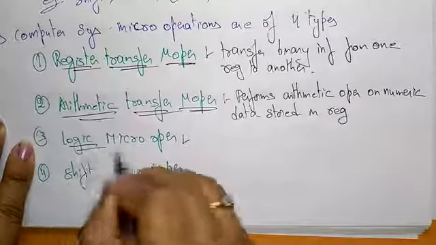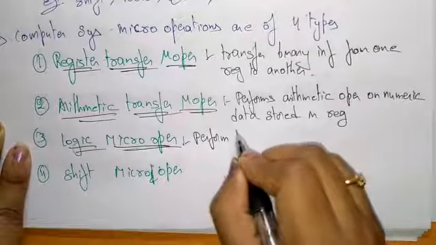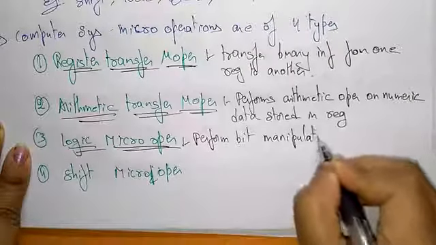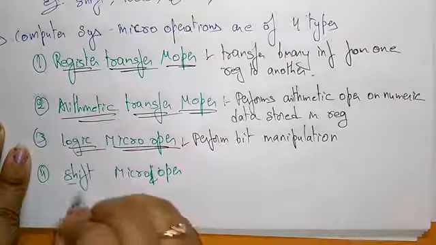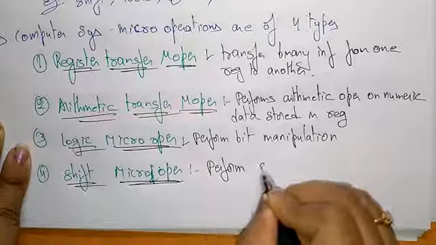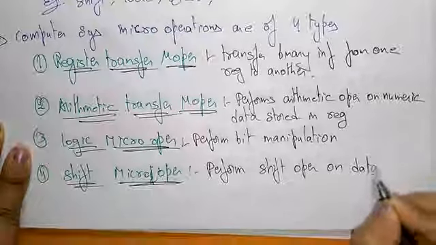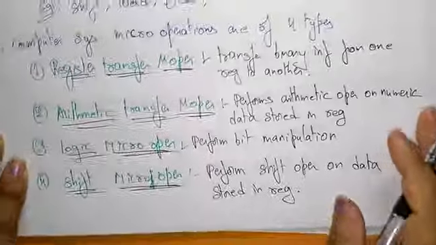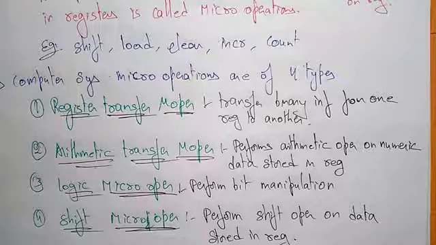What is a logic micro operation? A logic micro operation performs bit manipulation, bit by bit. It performs operations on non-numeric data stored in registers. Shift micro operation means just shifting the bits. It performs shift operations on data stored in registers. So these are the different types of micro operations performed in the computer system.